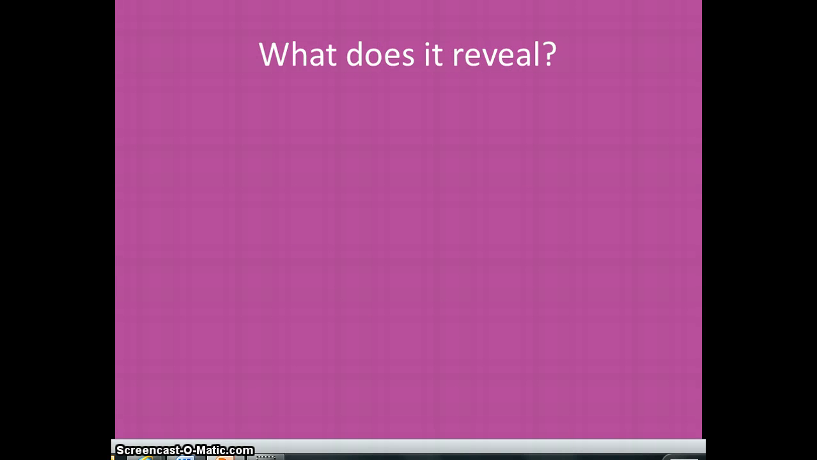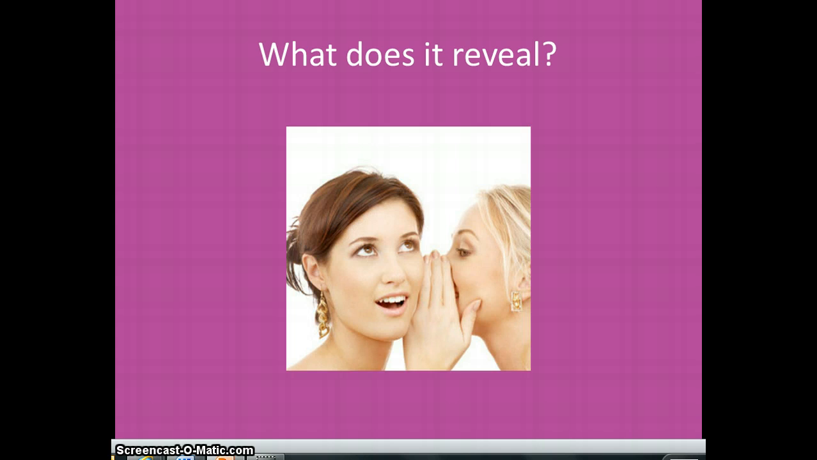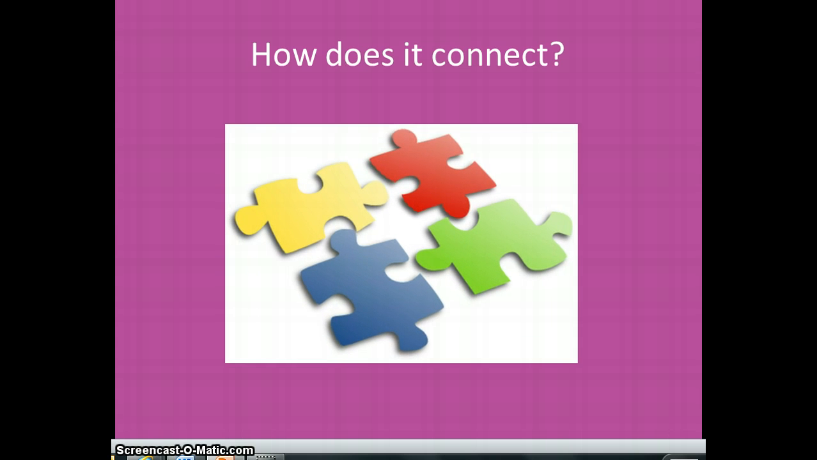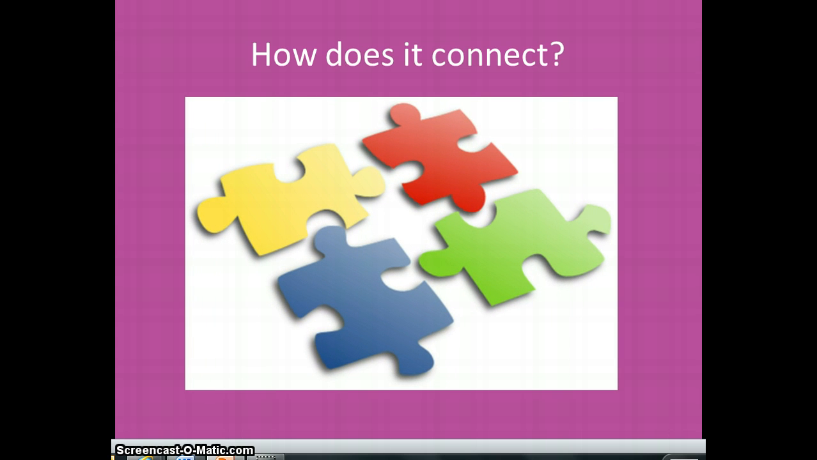The next point. What does the document reveal to you? What can you learn about the author by reading it? What can you learn about the time period by reading it? And how do you know that you're learning that? Make some notes. The next step. How does this document connect to what we've talked about or read? It's time to put the puzzle pieces all together.